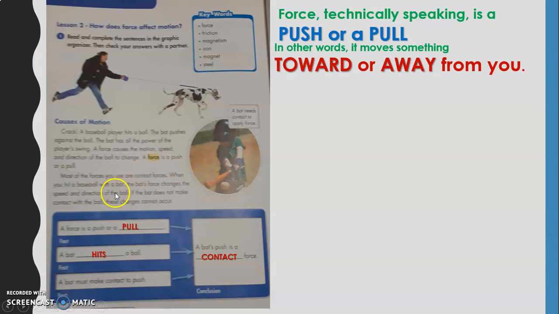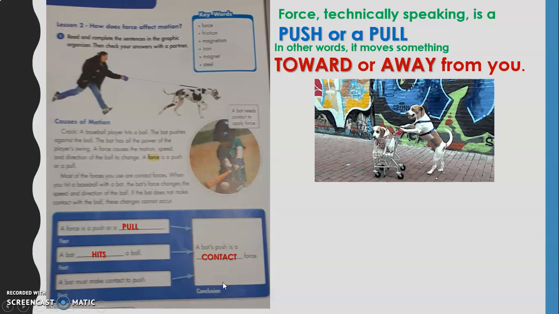When you hit a baseball with a bat, the bat's force changes the speed and direction of the ball. If the bat doesn't make contact with the ball, then changes cannot occur. And then we had a diagram. The force is a push or a pull. We had an example, a bat hitting the ball, or a bat must make contact to push. In conclusion, a bat's push is a contact force.